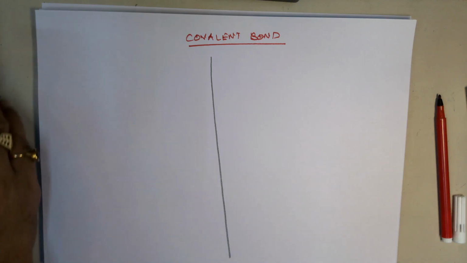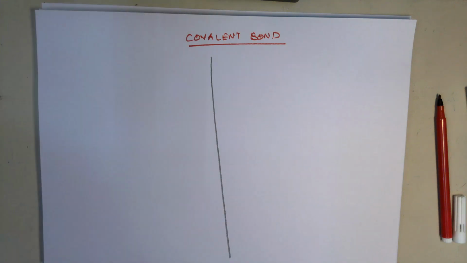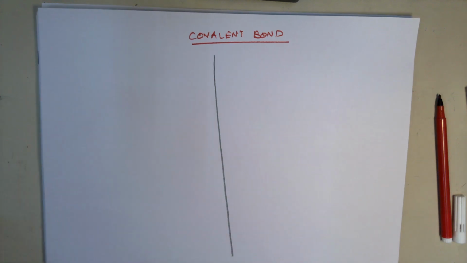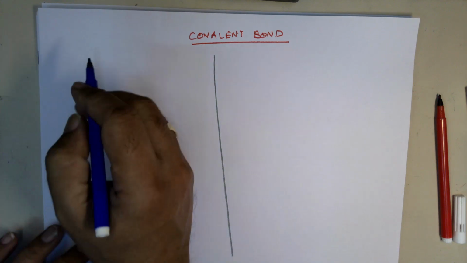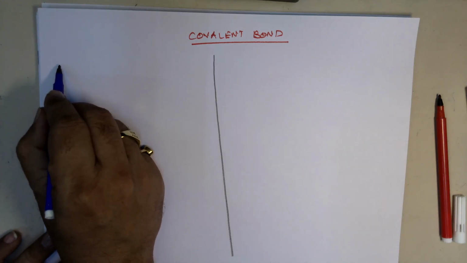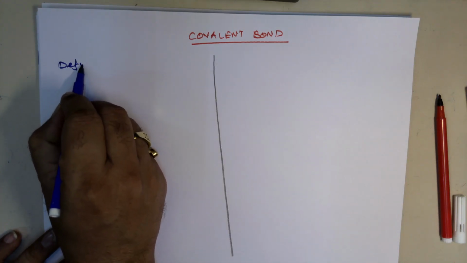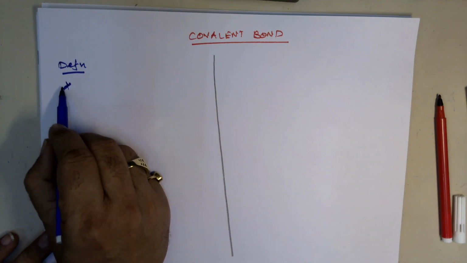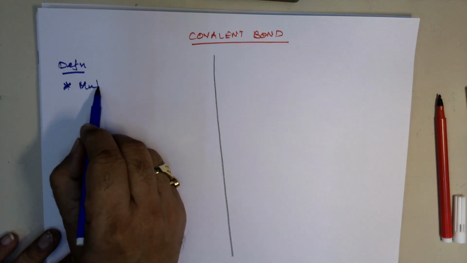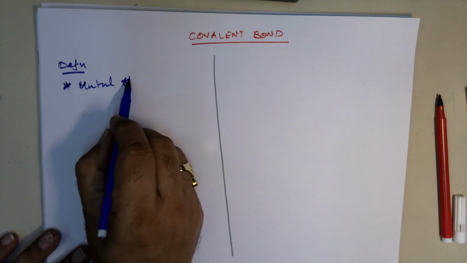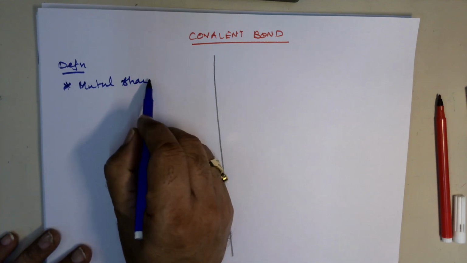In this class, I will be explaining about the covalent bond. What is covalent? When I ask you this question, immediately you have to say it is formed because of mutual sharing of electrons, right? So, covalent bond definition. It is formed because of what? Mutual sharing of electrons between the participating atoms.